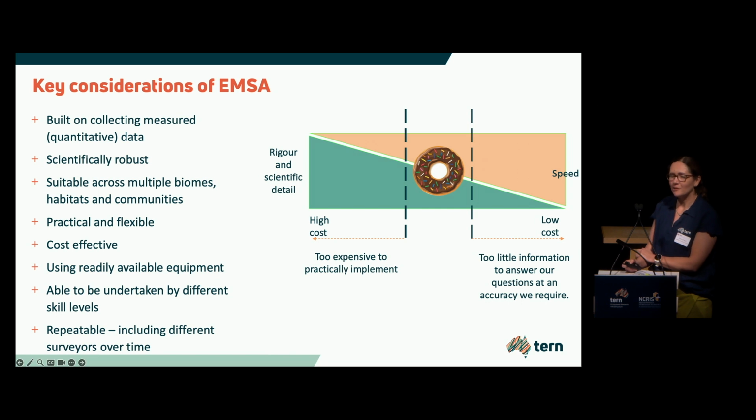It needed to be practical. We needed to be using equipment that they could run down to Bunnings and sort of construct themselves, not thousands of dollars worth of equipment. And it needed to be suitable for on-ground staff, on-ground ecologists, not scientists.